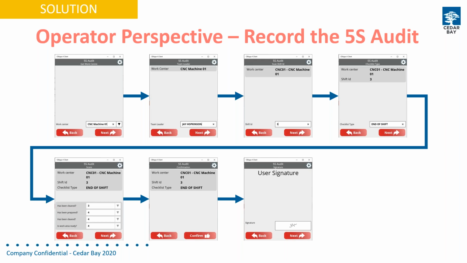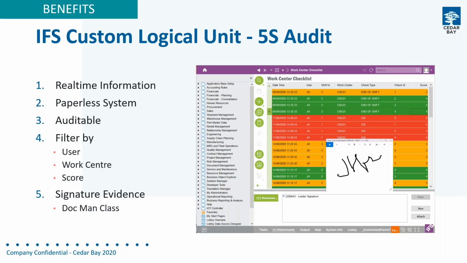What we're actually doing with this transaction, just this transaction, is we've created a custom logical unit on Apps 10 to store the results of the 5S audit. We're also using this to capture the signature through document management through a particular document class. So again, we've got our audit, we've got our traceability.